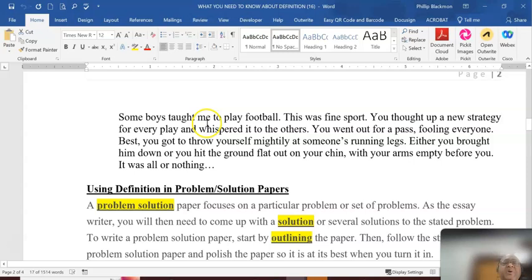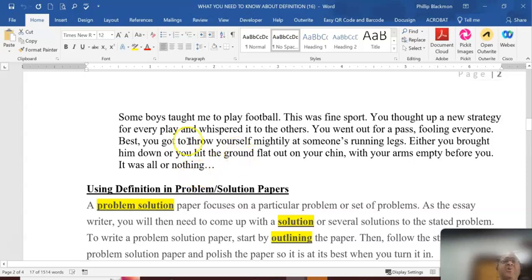She wrote, "Some boys taught me to play football. This was fine sport. You thought up a new strategy for every play and whispered it to the others. You went out for a pass, fooling everyone. Best, you got to throw yourself mightily at someone's running legs. Either you brought him down or you hit the ground flat out on your chin with your arms empty before you."